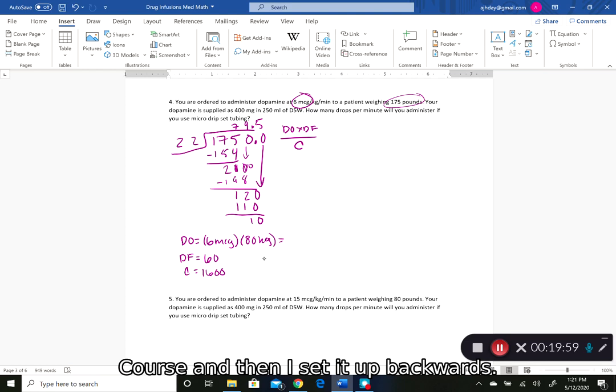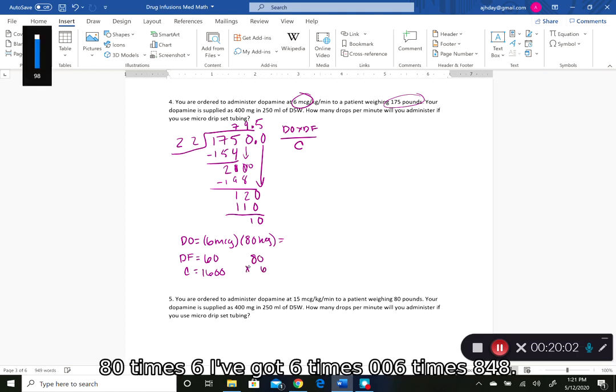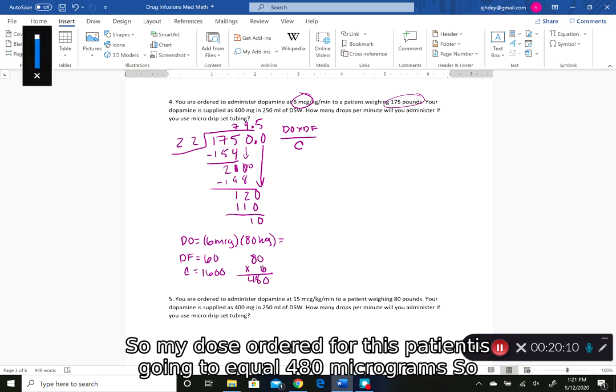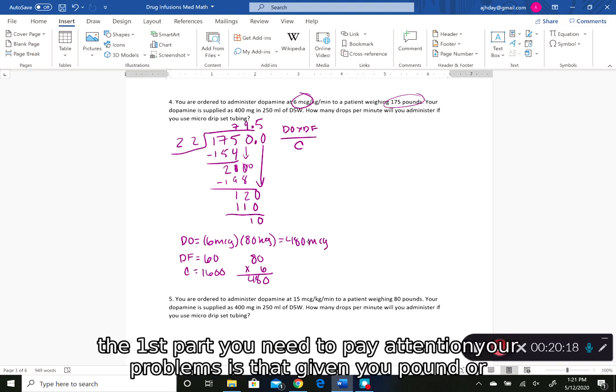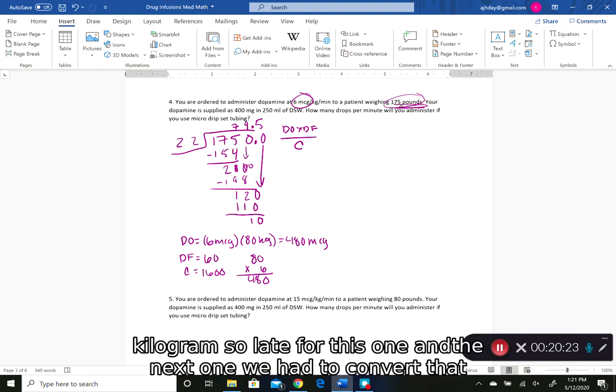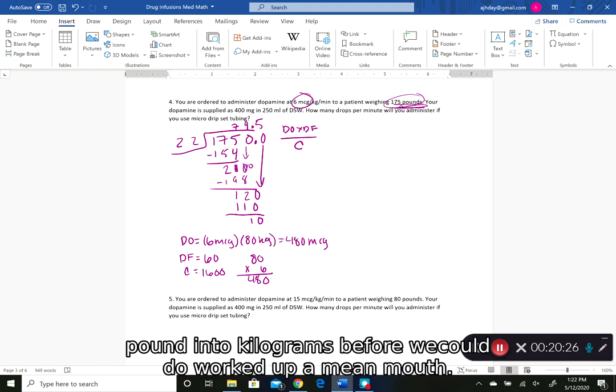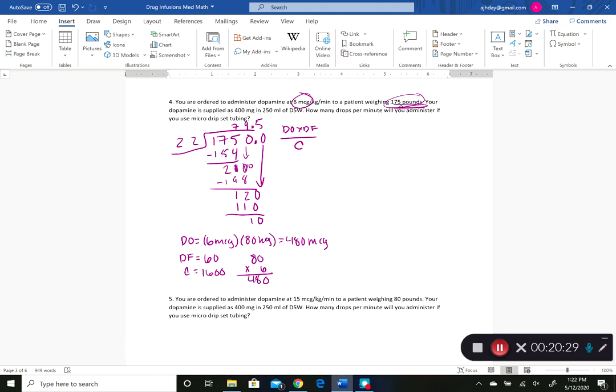80 times 6. I've got 6 times 0, 0. 6 times 8 is 48. So my dose ordered for this patient is going to equal 480 micrograms. So now I can go ahead and set up my equation. But that first part, you need to pay attention in your problems. Is it giving you pounds or kilograms? So like for this one and the next one, we had to convert that pounds into kilograms before we could do our dopamine math. So I've got 480 times 60 over 1600, 0, 0, 0, 0.